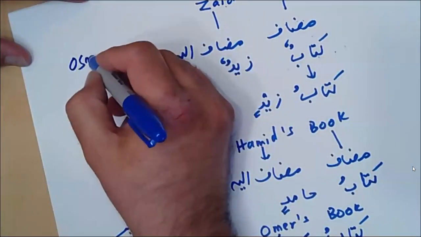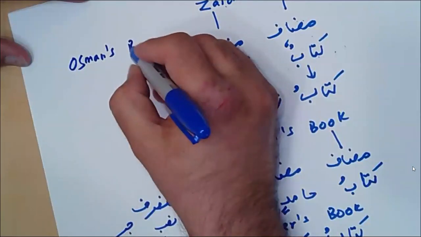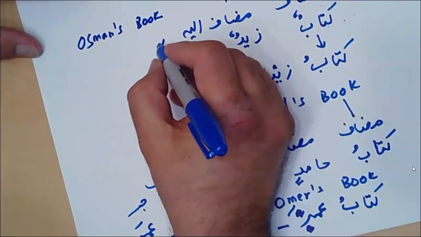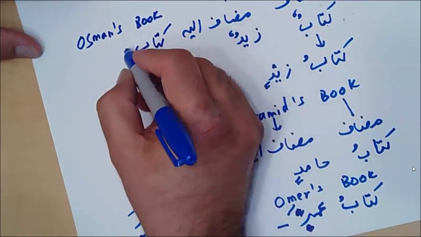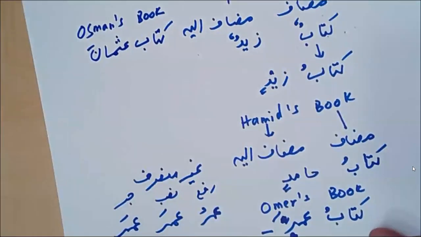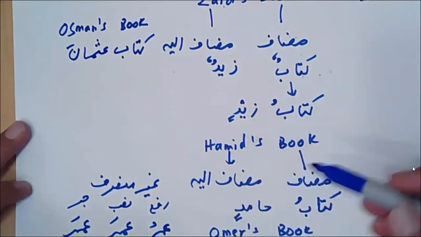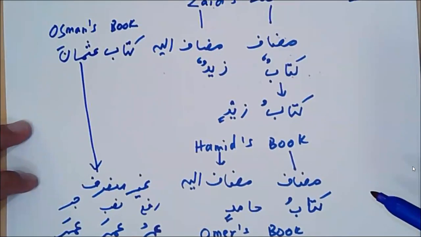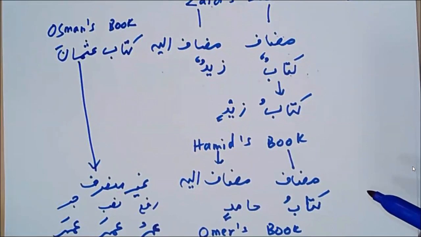So if I give you another example, let's say Usman's book. Who can tell me this? Kitabu Usmana, Usmana, Usmana, because Usman is also Ghair Munsarif. But then Zaid and Hamid are not Arabic names? Okay, they are Alam. They can have Tanween. There is a difference.